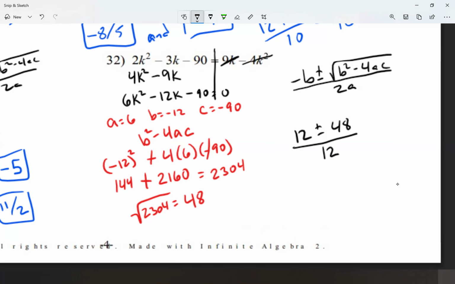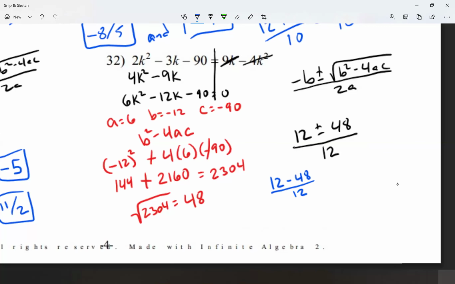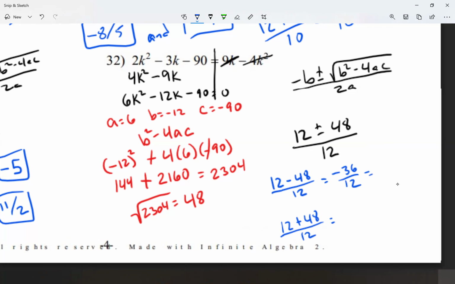So my two answers are going to be, the first one is going to be 12 minus 48 all over 12. And my second solution is going to be 12 plus 48 all over 12. Okay, let's take a look at the first one. 12 minus 48, I'm just focused on the top. 12 minus 48 gives me negative 36. So I have negative 36 over 12. Let me bring the negative to the front of my fraction. 36 divided by 12 happens to be 3. So my first solution is negative 3.